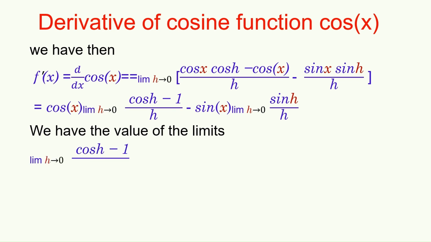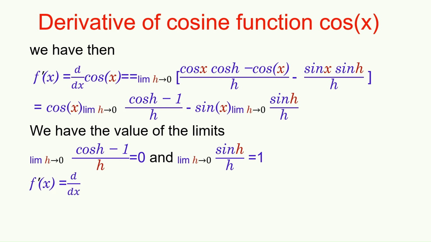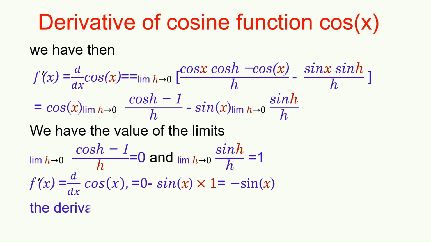We have the values of the limits. Limit as h tends to 0 of (cos h − 1)/h equals 0, and limit as h tends to 0 of sin h/h equals 1. So f'(x) = d/dx cos x = 0 − sin x times 1 = −sin x. The derivative f'(x) = d/dx cos x equals minus sin x.